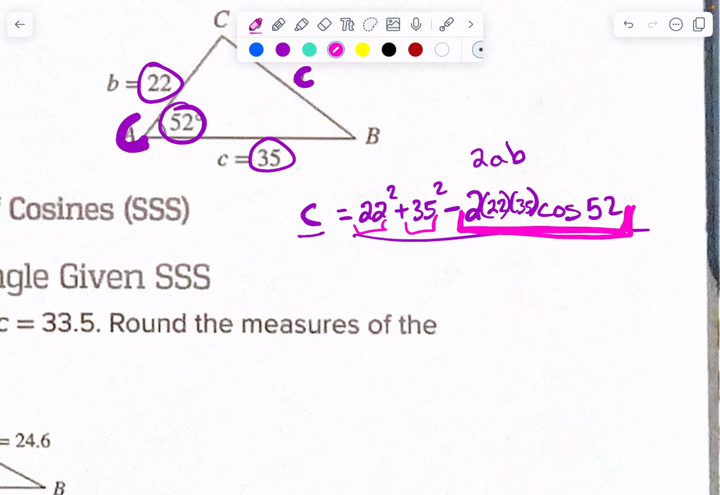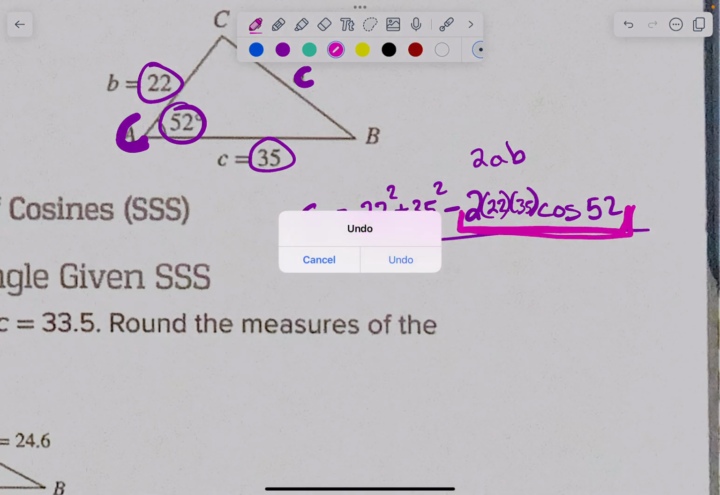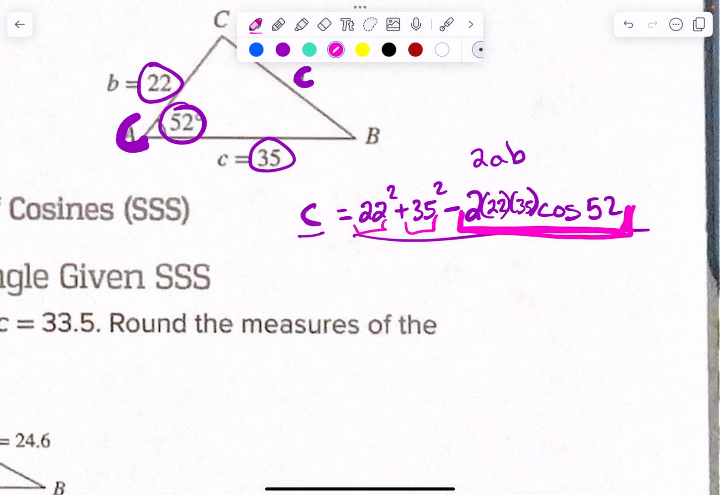So if you want to do this in pieces, you sure can. I'm going to do it in pieces because all I have is my phone calculator. So, let's see how this is going to work. All right, 22 squared is 484 plus 35 squared is 1225.